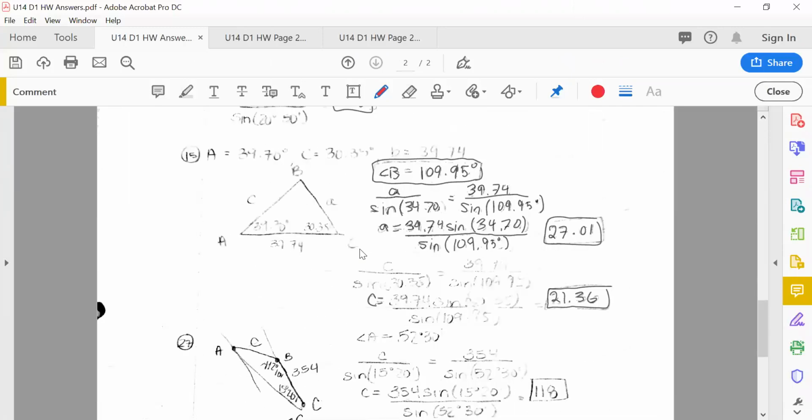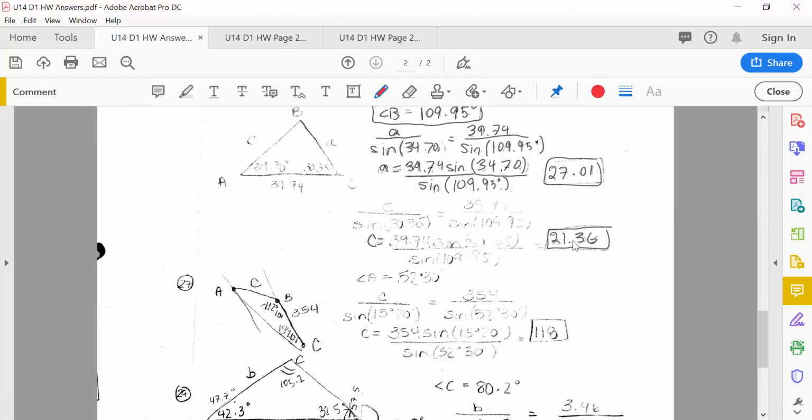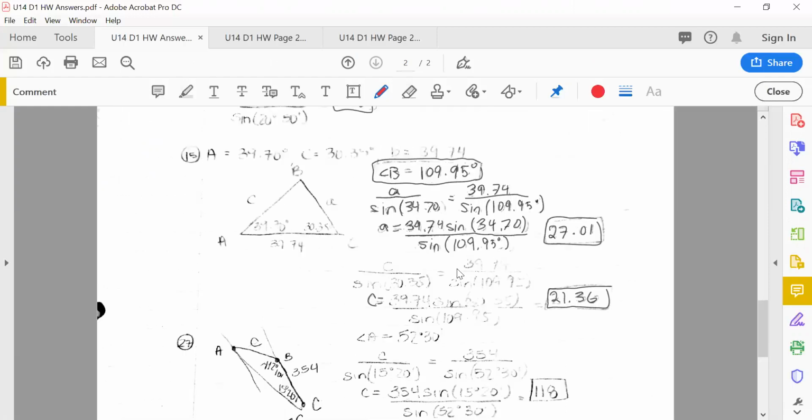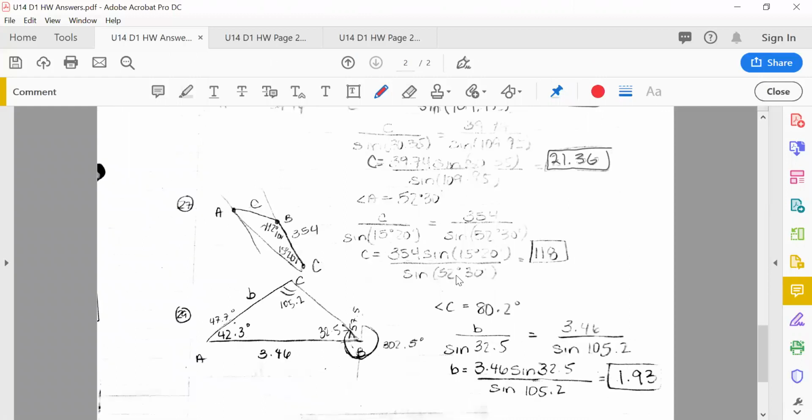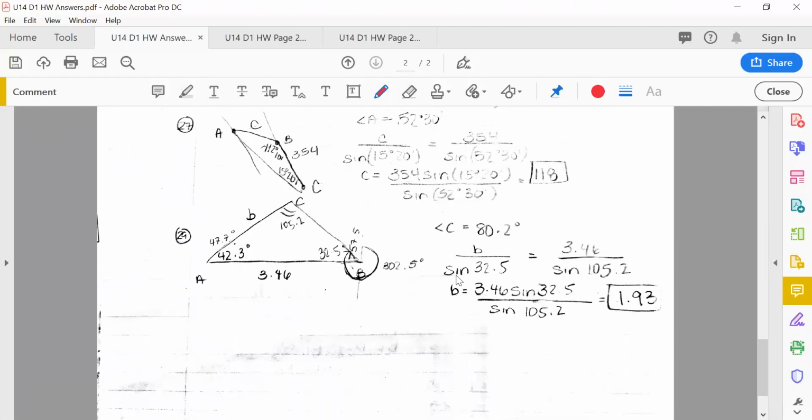Okay, number 15, same spiel. Angle B is 109.95 degrees. Side A is 27.01, and all the work is here. I'm going to post the answers to this as well as this video, so you could look through it in more depth. The writing was a little light. I actually wrote and darkened a lot of this myself, and so then going right through.